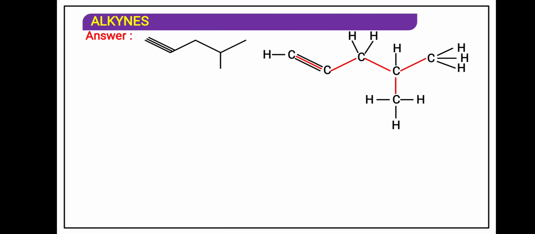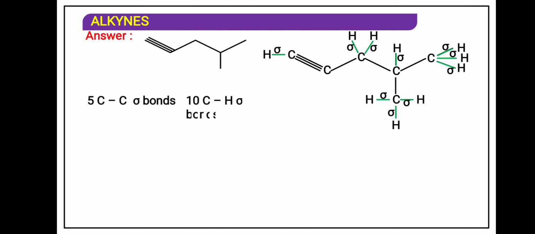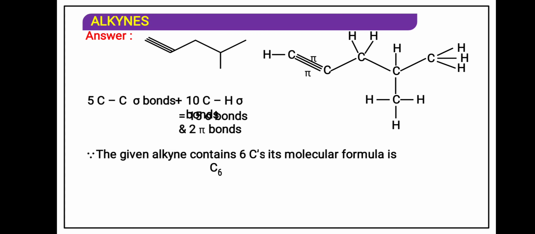This red one is the carbon-carbon sigma bond. 1, 2, 3, 4, 5. Carbon-hydrogen sigma bonds we also have, the green ones. 1, 2, 3, 4, 5, 6, 7, 8, 9, 10. And pi bonds, we have these 2. 2 pi bonds. Molecular formula C6, and as it is a triple bond, 2n minus 2, 12 minus 2, 10.